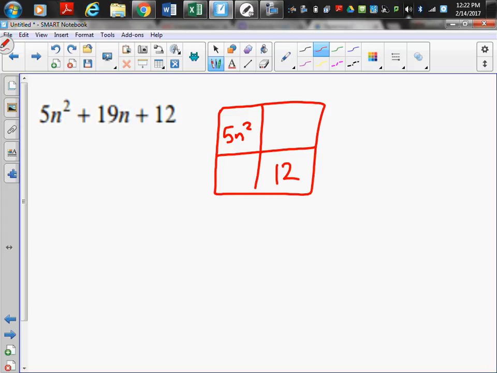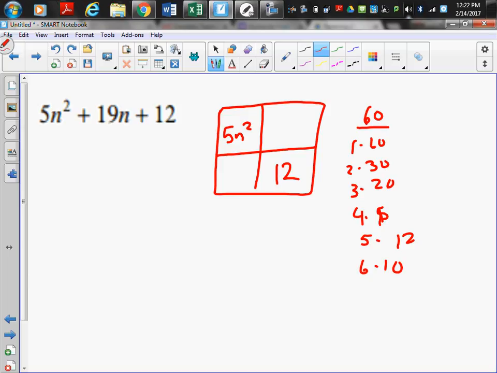Now, so then you multiply your two coefficients. 5 times 12 is 60. So we got to add to get 19. So 1 times 60, 2 times 30, 3 times 20, 4 times 15. 5 times 12, 6 times 10, 7 doesn't work, 8 no, 9 no.